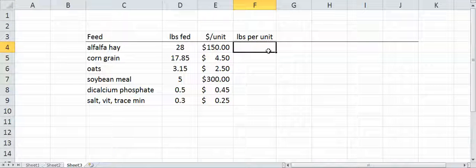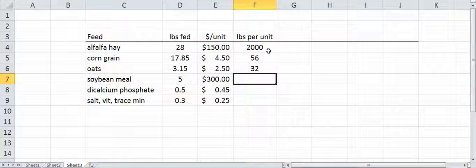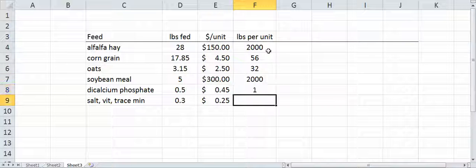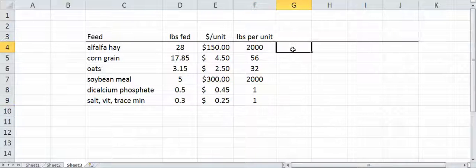Hay is in tons, that's 2,000 pounds. A bushel of corn weighs 56 pounds. A bushel of oats weighs 32 pounds. A ton of bean meal is 2,000 pounds. And dicalcium phosphate in mineral pack is already in price per pound. So now I need to have the computer figure out price per pound.